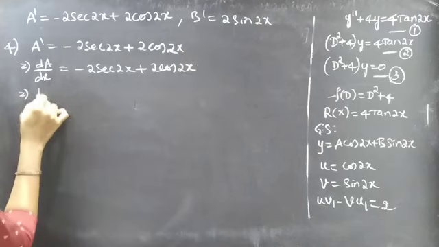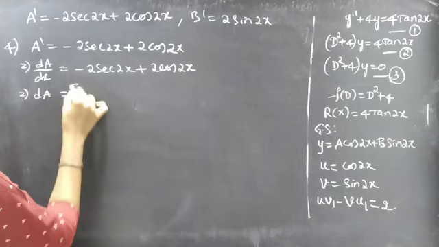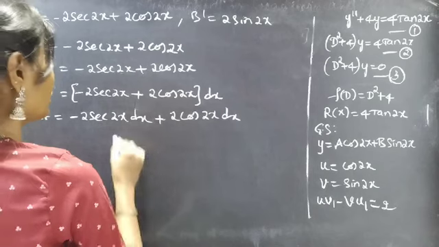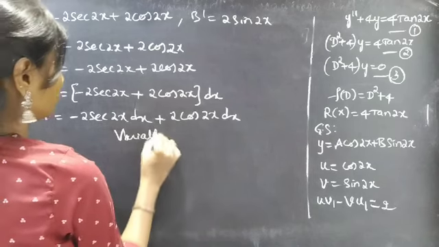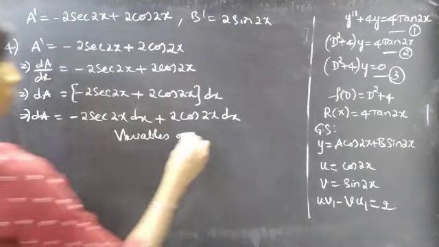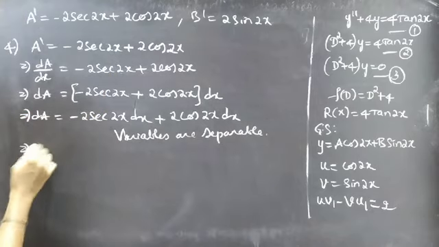Now we need to separate the variables, so we'll take the differential dx to the RHS. Then we'll get differential dA equals minus 2 secant 2x plus 2 cos 2x into differential dx. Or we can write it as dA equals minus 2 secant 2x dx plus 2 cos 2x dx. Right? Here the variables are separable, so we can perform integration.